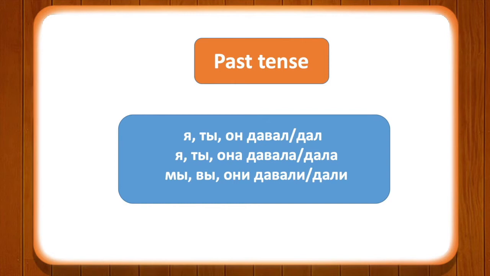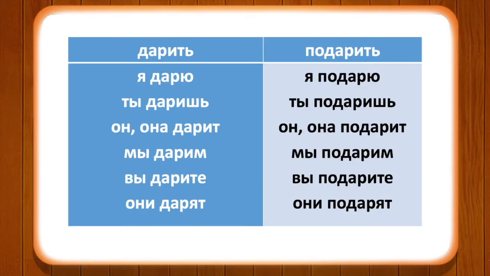Now a next set of verbs, the verbs are darich and padarich. Darich, ya daryu, tu darish, on ana darit, mui darim, vi darich, ani darit. Padarich, ya padaryu, tu padarish, on ana padarit, mui padarim, vi padarich, ani padarit.